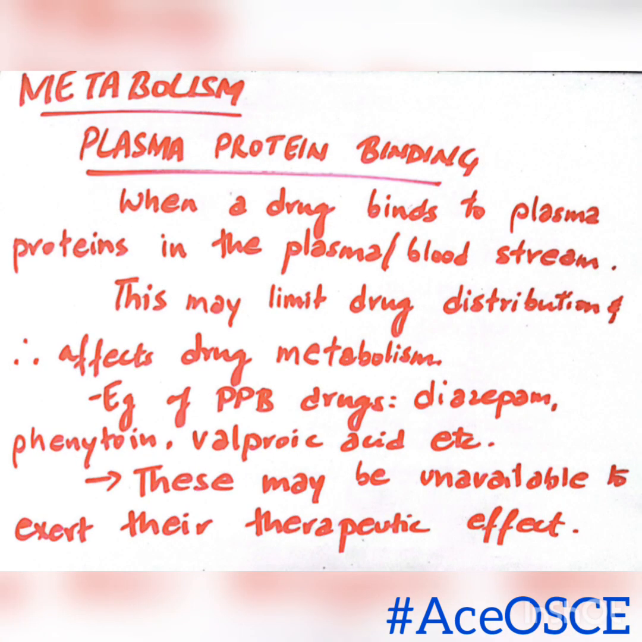The second thing I wanted to discuss was plasma protein binding. Now, this is more into the distribution phase, but I think I may have skipped this in that slide or that video, so I just wanted to account for that here. Plasma protein binding usually occurs when a drug binds to plasma proteins in the plasma or bloodstream. This may reduce its activity because its free form is not available to elicit the therapeutic effect, and it may limit the drug distribution, therefore affecting the drug metabolism.